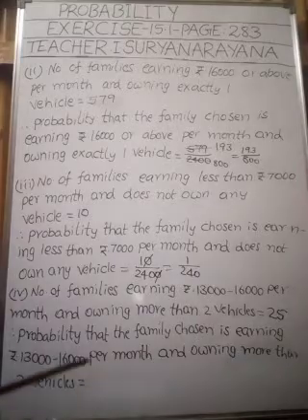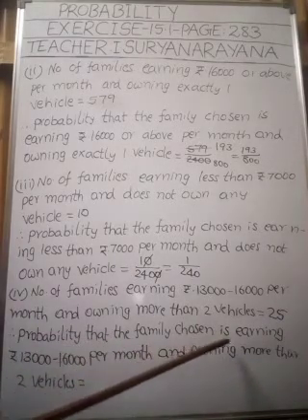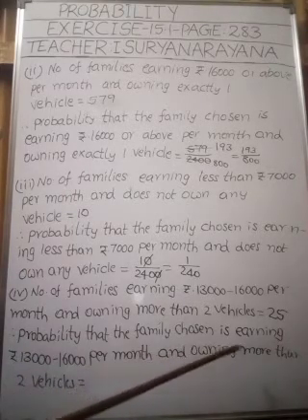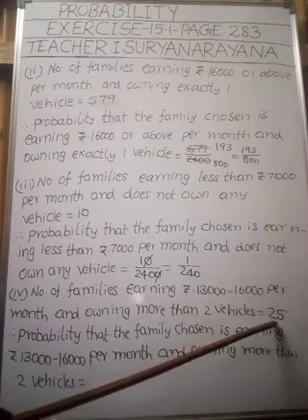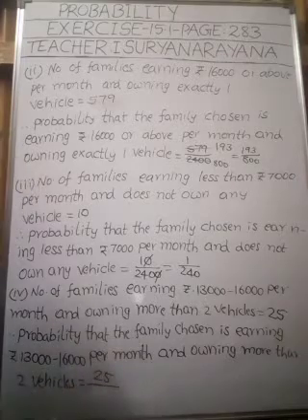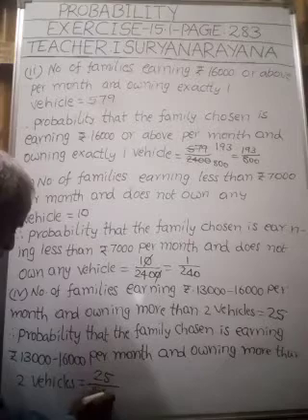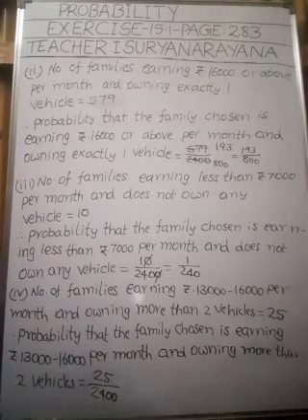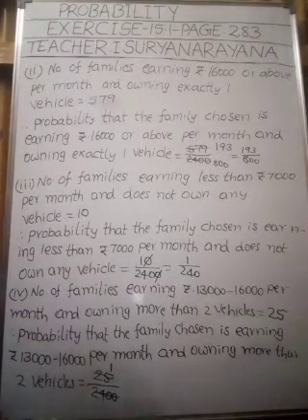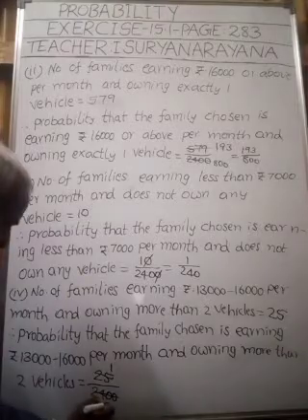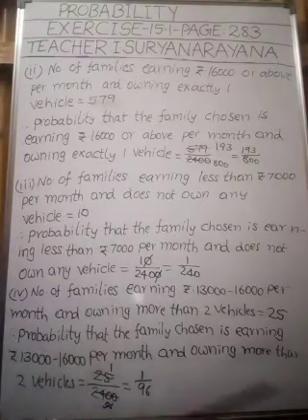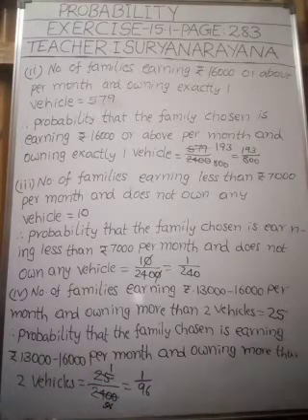Okay, my children. Therefore, probability that the family chosen is earning 13,000 rupees to 16,000 rupees per month and owning more than two vehicles is equal to this number by total number of families. Okay, my children. So 25 by what is the total number of families? 2,400. Okay, my children. Understood this step. So 25 one times, 25 96 times, that is equal to 1 by 96. This is the required probability. Understood, my children? Right.